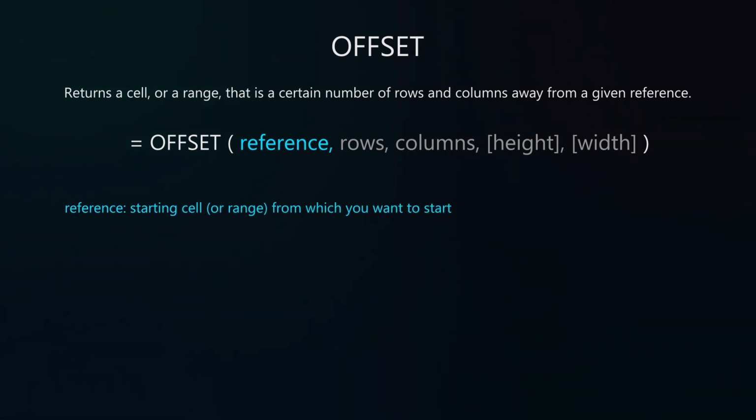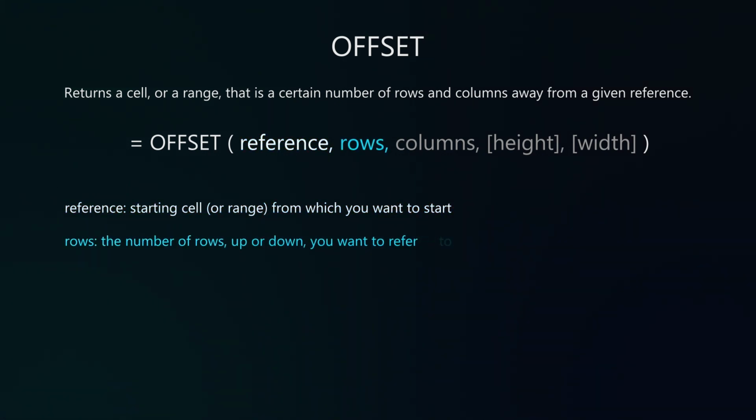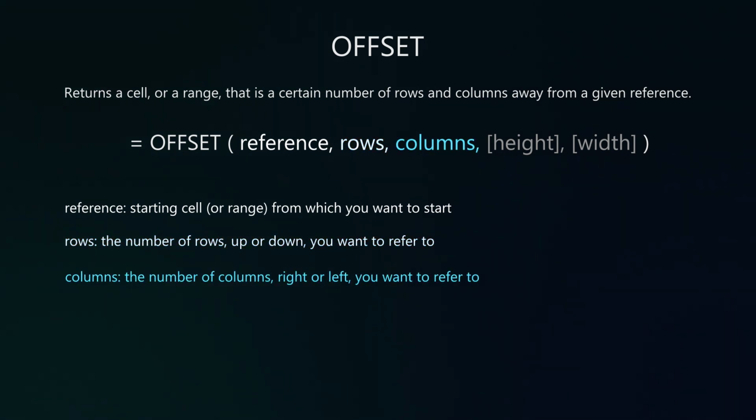It can be any cell in the workbook, but usually you want it to be close to the data you are working with. Then you need to give it the number of rows you want to move up or down from the reference cell, and then the number of columns you want to move right or left from the reference cell. These three are necessary inputs. You always need to specify them. We'll see the height and the width in a bit, but for the moment, let's go back to the Excel.